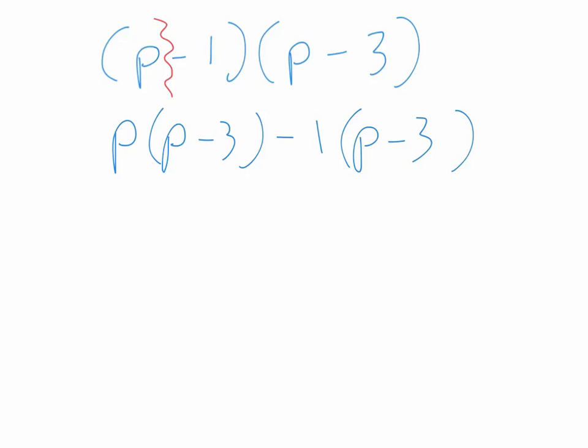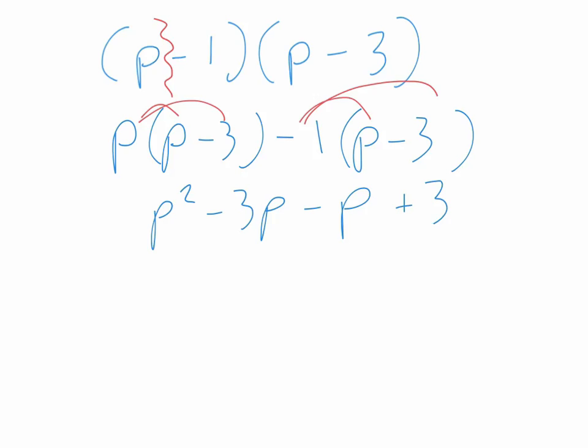Now we have to multiply out our terms. P multiplied by p is p squared. P multiplied by minus 3 is minus 3p. Minus 1 multiplied by p is minus p. And then minus 1 multiplied by minus 3 is going to be plus 3. Because a minus by a minus gives a plus.